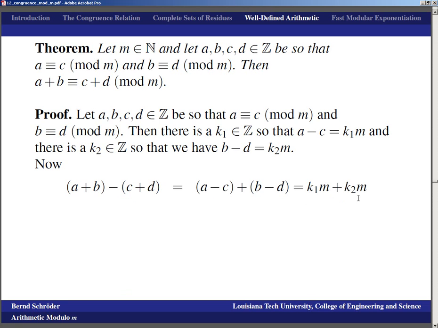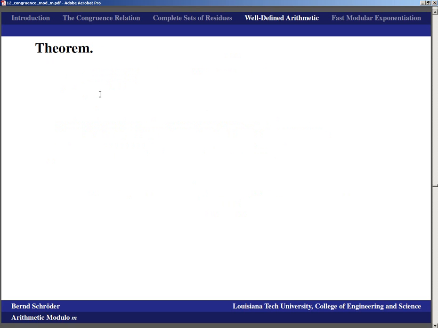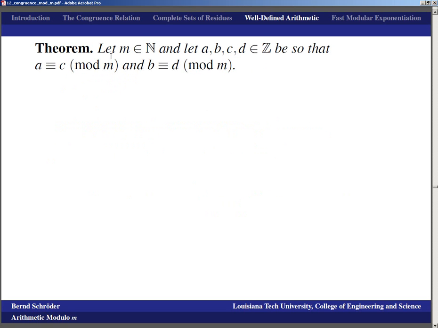And that's, of course, k1m plus k2m, because we have this equation here and this equation here. And that means this is k1 plus k2 times m, and that's already it, because this means that m divides the difference between a plus b and c plus d, and that means a plus b is equivalent to c plus d modulo m. Okay, we also want to multiply, so we do the same thing over again.